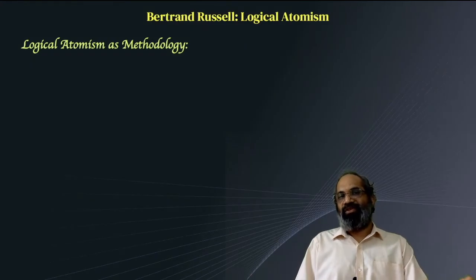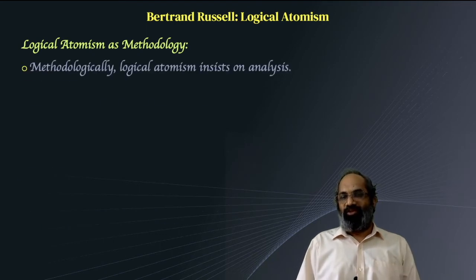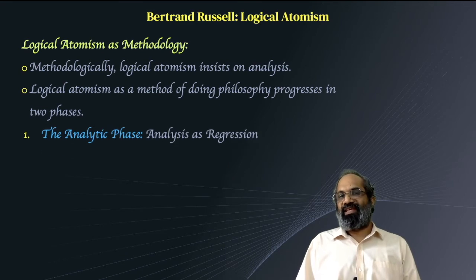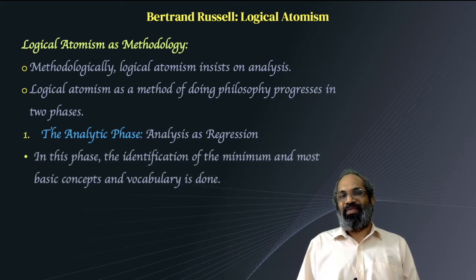Now, if we come to logical atomism as a methodology, the methodology of logical atomism insists on analysis. The complex notions can be analyzed into simple notions. And this methodology progresses in two phases. The first one is the analytic phase, and the second is the synthetic phase. The analytic phase is that of regression. Regression means reducing into parts. In this phase, the identification of minimum and most basic concepts and vocabulary is done.